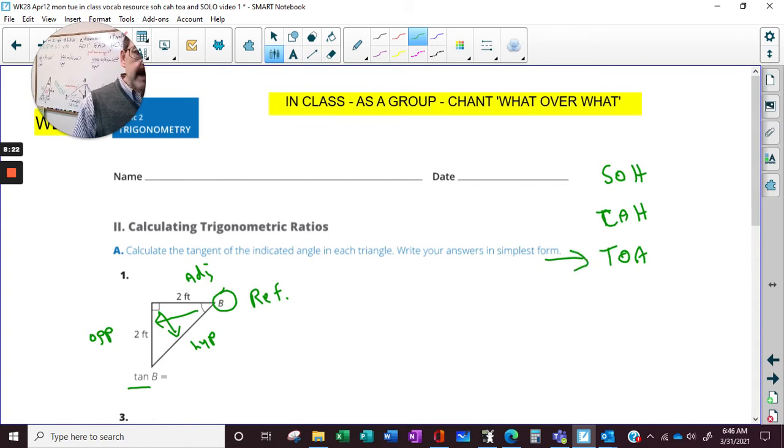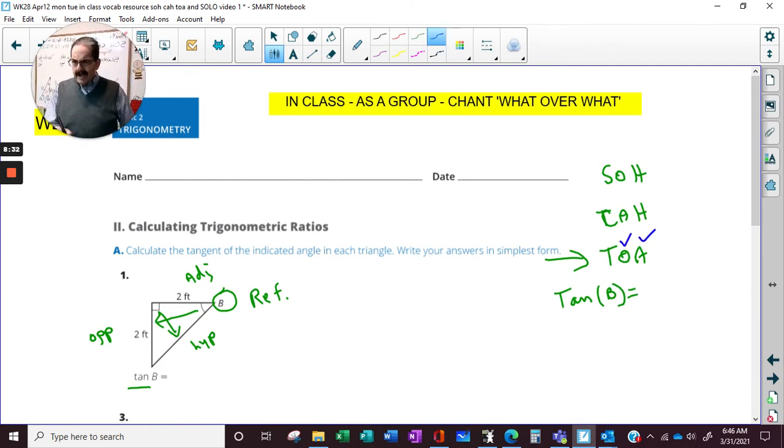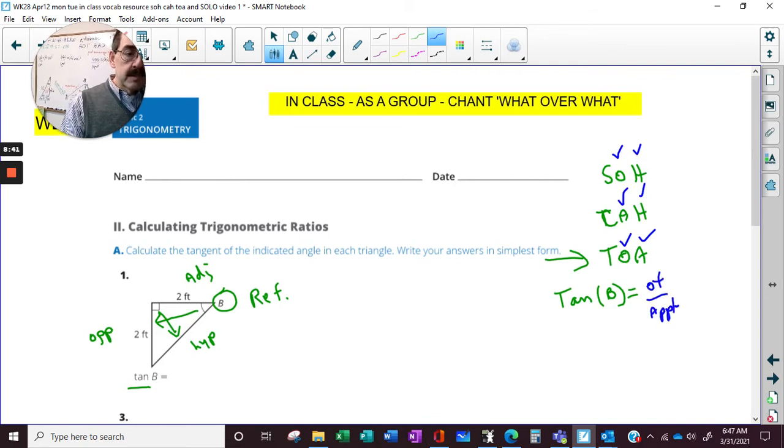The tangent of B is equal to what? The what over the what? What's O? What's A? Oscar has a heap of apples. The OPP over the ADJ. So in this case, the tangent of B is equal to 2 over 2.